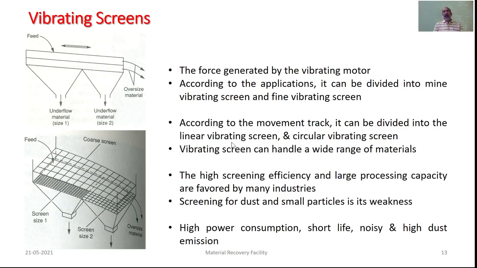The vibrating screens can handle a wide range of materials. The high screening efficiency and large processing capacity are favored by many industries. However, the screening of dust and small particles is its weakness. It is also characterized by high power consumption, short life, high noise levels, and it causes high dust emission.